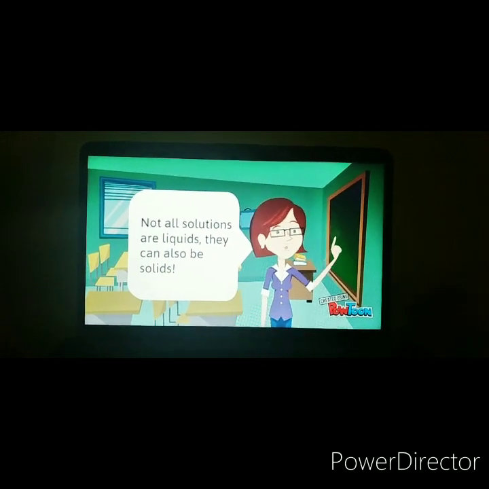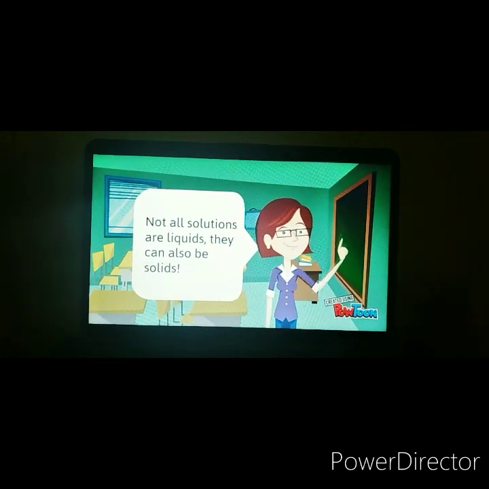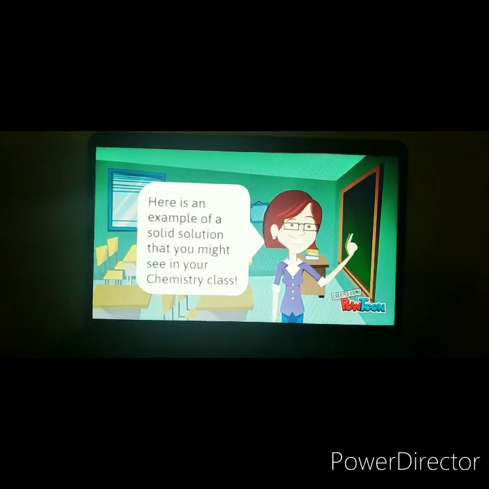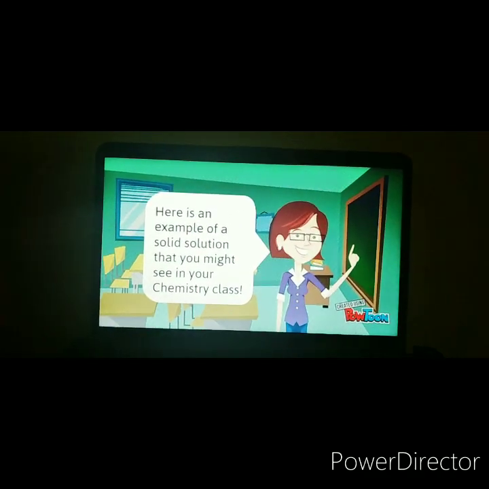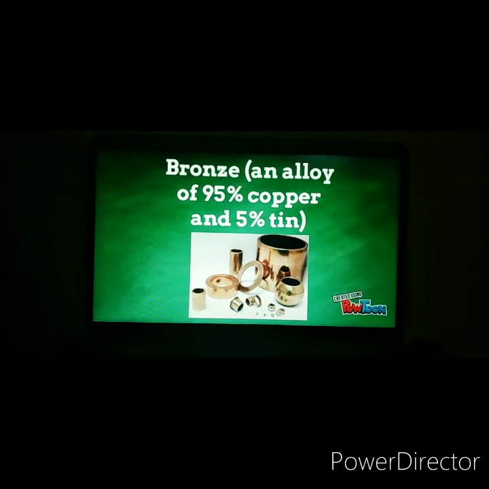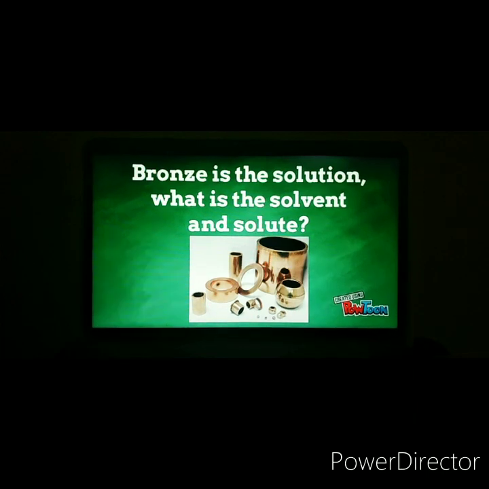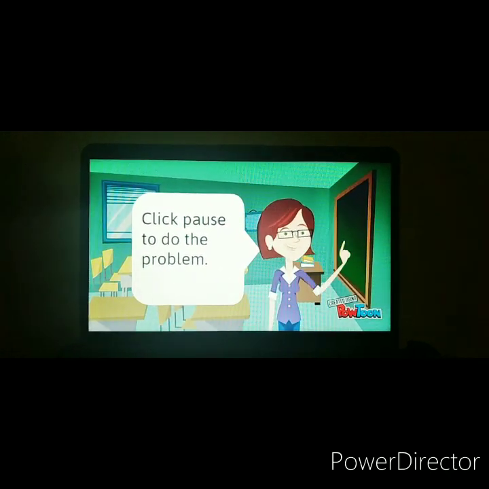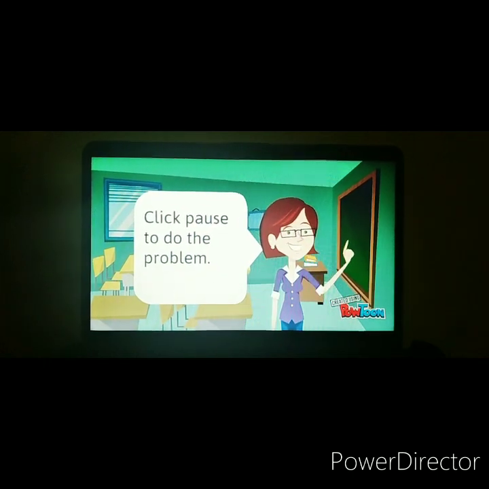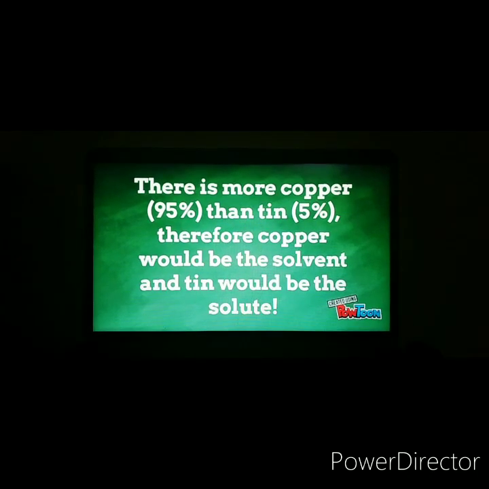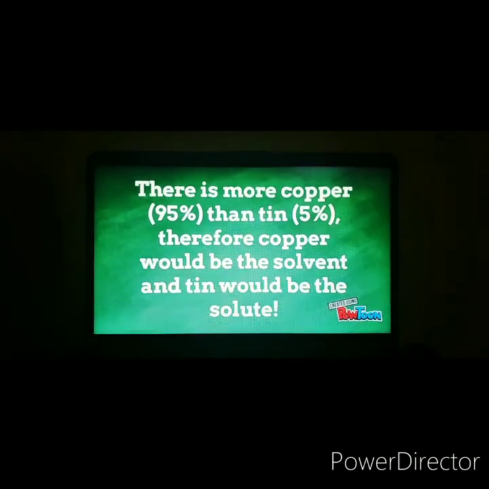Not all solutions are liquids. They could also be solids. Here's an example of a solid solution that you might see in your chemistry class. Bronze is an alloy of 90% copper and 5% tin. Bronze is the solution. What is the solvent and solute? Pause the video now to think about the problem before moving forward. There is more copper, 95%, than tin at 5%. Therefore, copper would be the solvent and tin would be the solute.